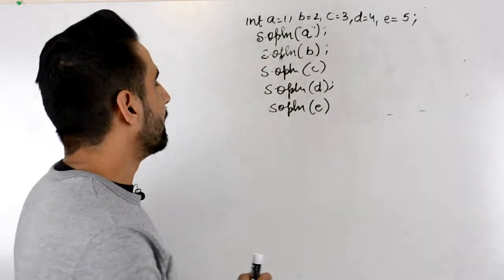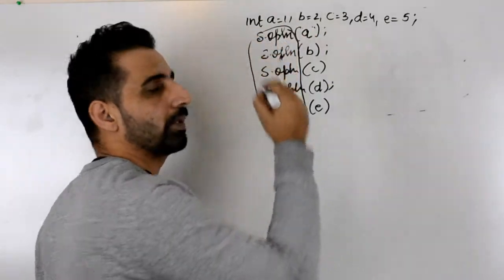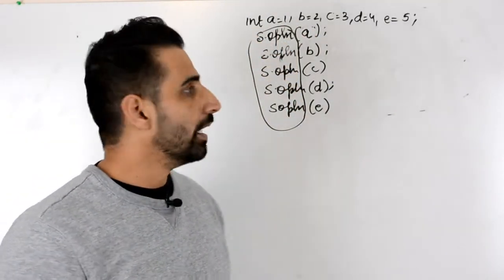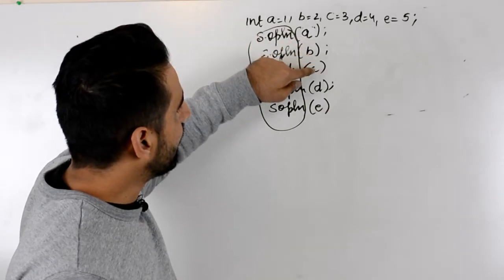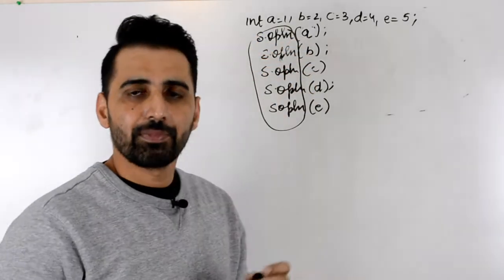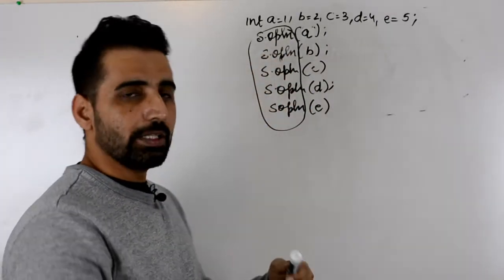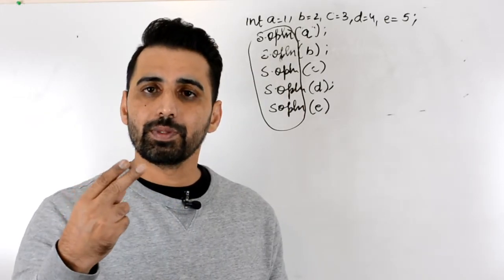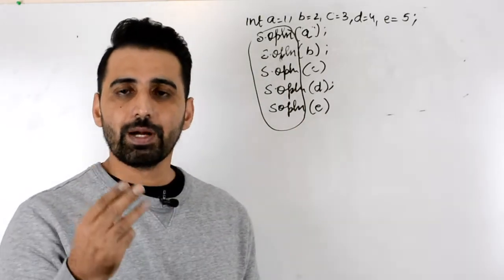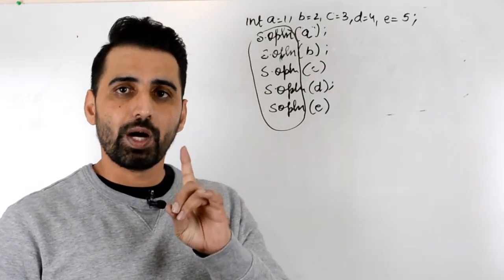But if you see, this thing is repeating itself. System.out.println, System.out.println, it is repeating itself. The only change is that we have a, then b, then c, then d, then e. The value of a is 1, then the value of b is increased by 1, so it became 2. Then the value of c is 3, d is 4, e is 5. So it is increasing by 1.